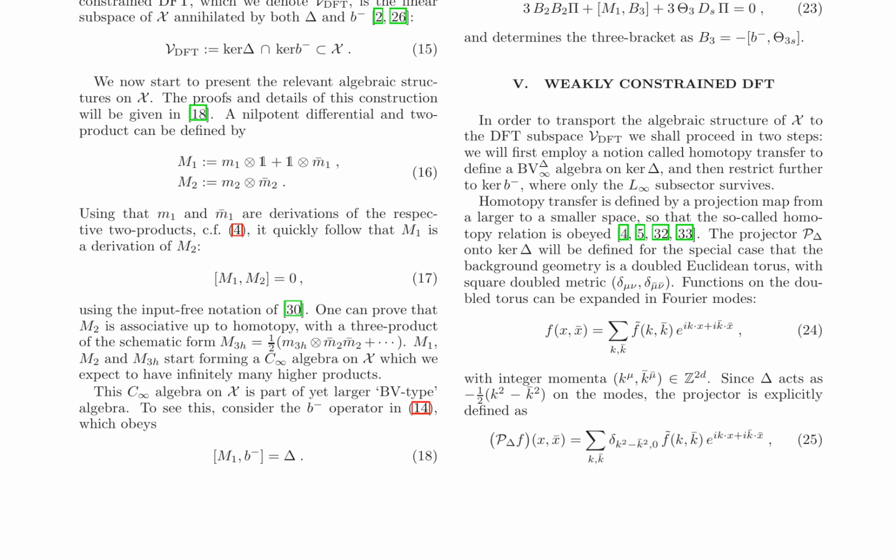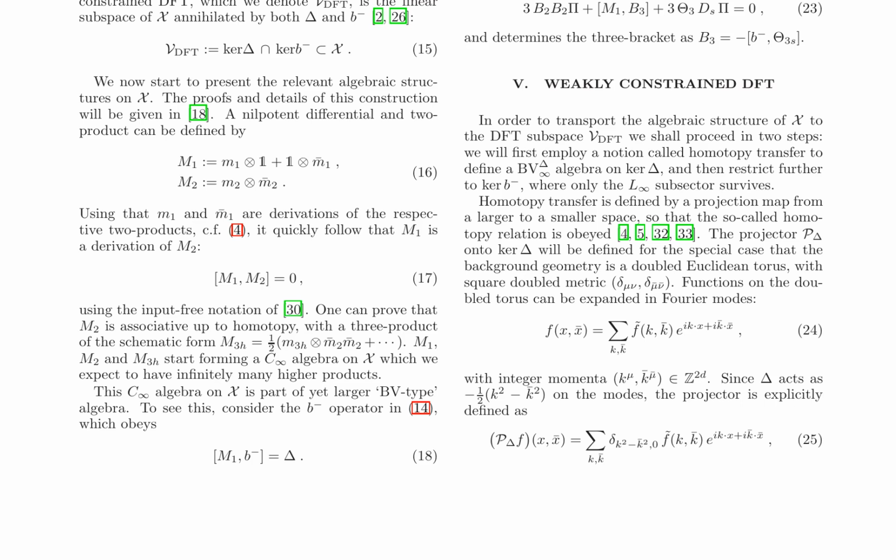This C-infinity algebra is part of a larger, BV-type, algebra, featuring a BV increment infinity algebra on X. The increment minus deformations act on this algebra, and the authors discuss the two-bracket B2 and its relation to the Poisson compatibility. Employing the homotopy transfer, the authors define a BV increment infinity algebra on Kerr increment and further restrict it to Kerr minus, where only the L-infinity subsector survives.